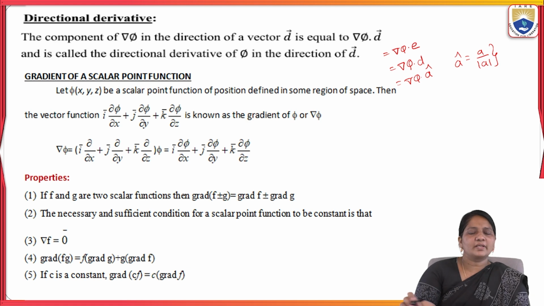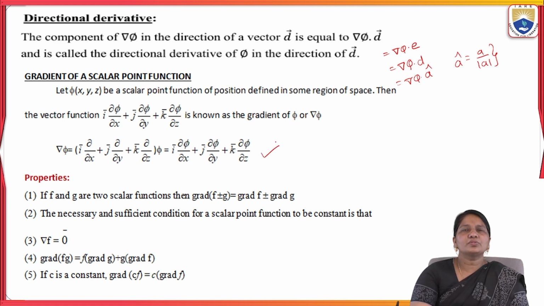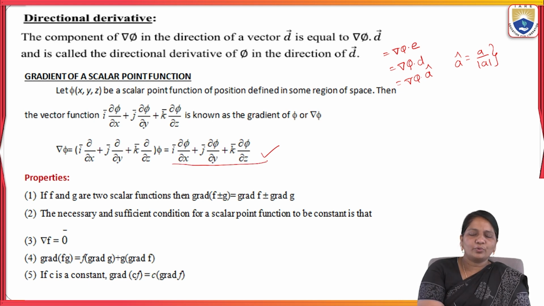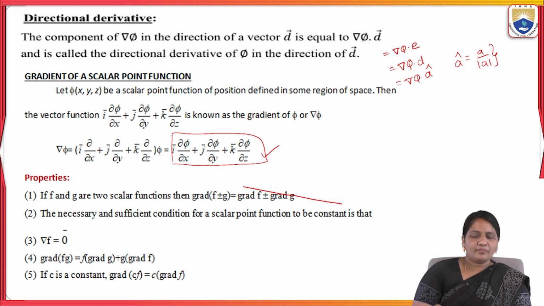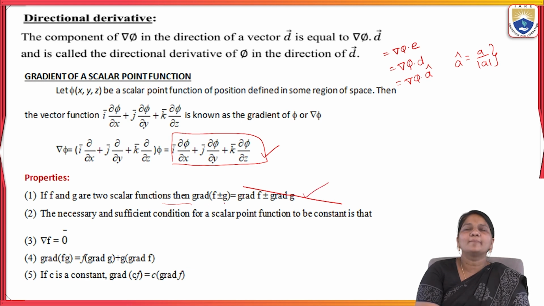So what is the gradient of the scalar function? Already we observed it before. The gradient of the scalar function is nothing but del phi, that is i into dou phi by dou x plus j into dou phi by dou y and k into dou phi by dou z. Some of the properties we are going to use in the problems you also have to remember here. If f and g are two scalar functions, we can write grad of f plus or minus g equals grad f plus or minus grad g.